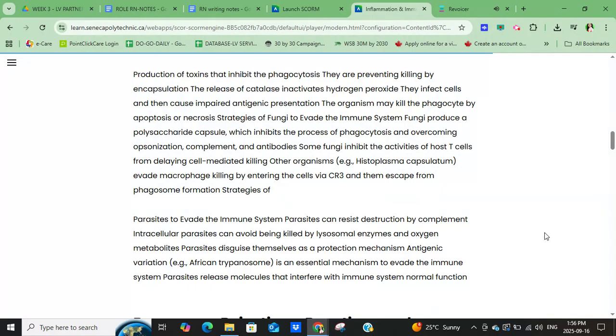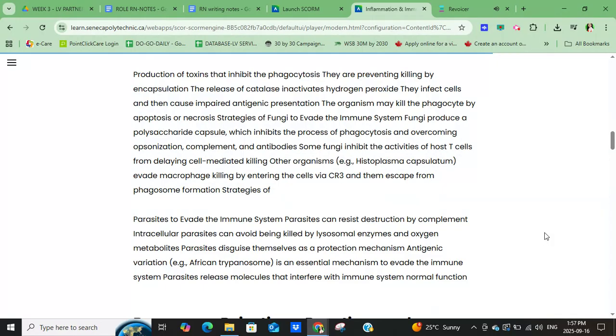Strategies of fungi to evade the immune system. Fungi produce a polysaccharide capsule, which inhibits the process of phagocytosis and overcomes opsonization, complement, and antibodies. Some fungi inhibit the activities of host T cells, delaying cell-mediated killing. Other organisms, for example Histoplasma capsulatum, evade macrophage killing by entering the cells via CR3 and then escape from phagosome formation.